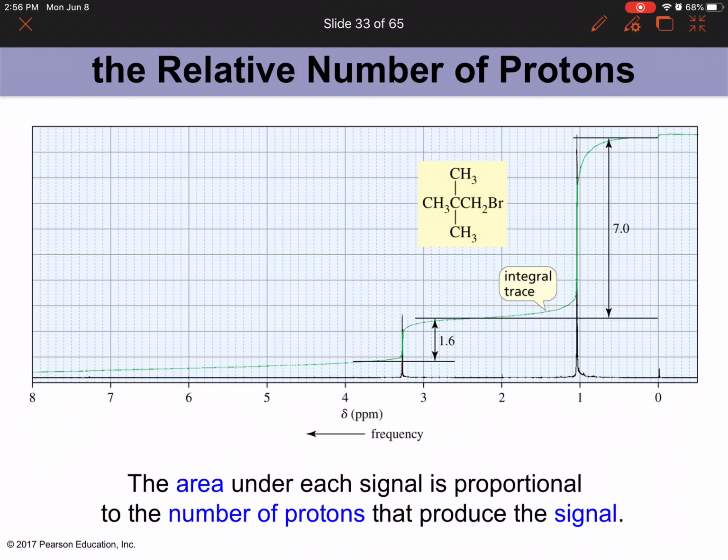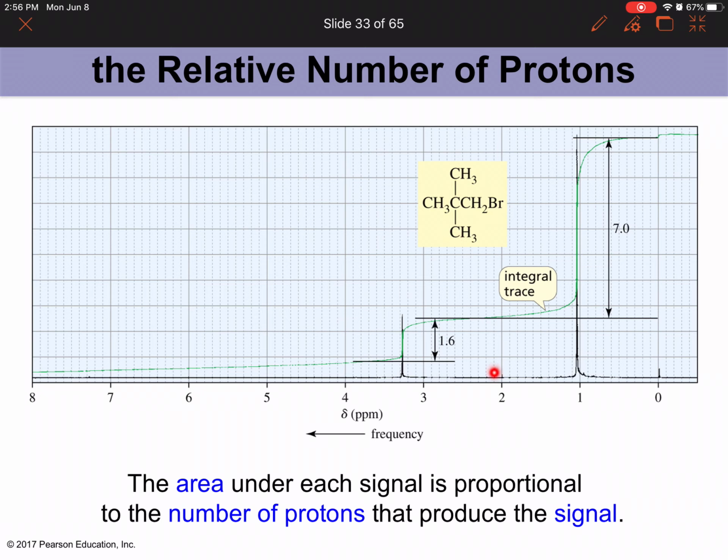Hello everyone, here's part 3 of our chapter 14, and we're going to learn about the area under the peak. That is also called the integration or the relative number of protons. Now we have this molecule. There are two regions or two signals. There are two hydrogens in the same environment, and there are going to be 9 hydrogens in the same environment.